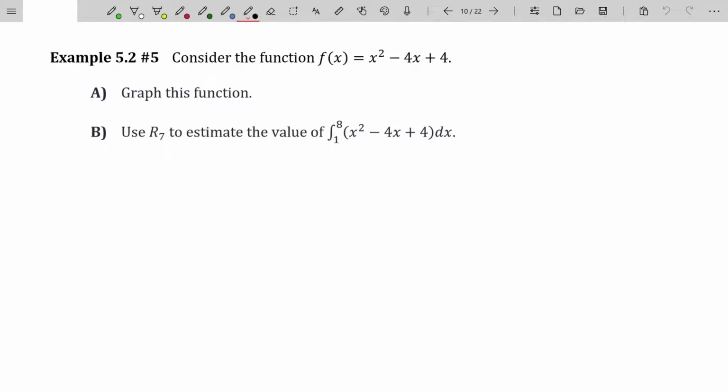Consider the function f of x equals x squared minus 4x plus 4. We're going to graph this. I'll just graph it by hand, and then use 7 rectangles using right edge points to estimate the value of the definite integral from 1 to 8 of that function.